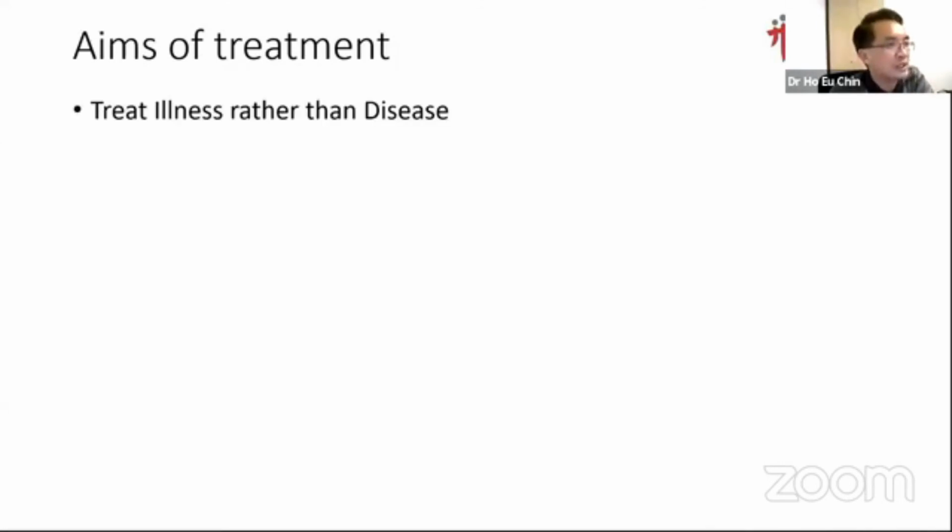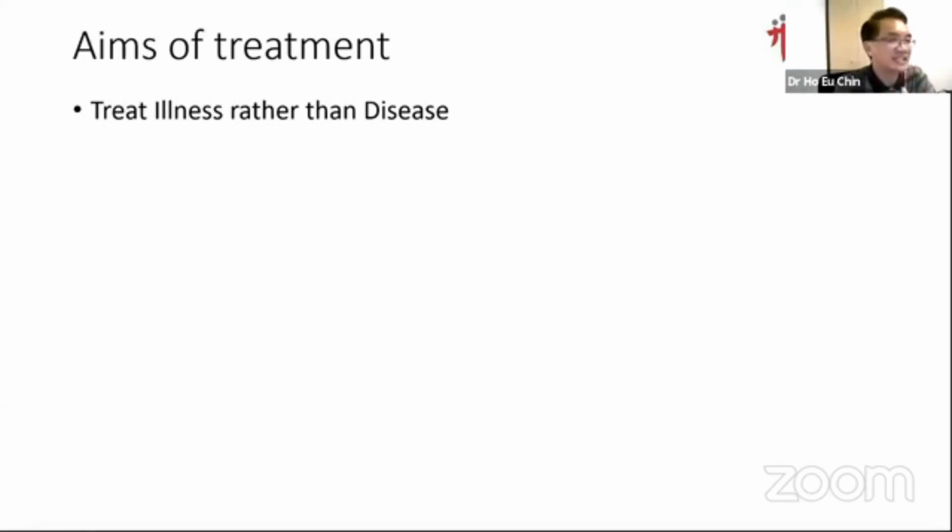I'm coming to the end of my talk now. I would like to say a bit about when we treat patients with vertigo. I think it's important, or at least for me, that my aim is to treat the illness rather than the disease. So if you remember, what's the difference between disease and illness?